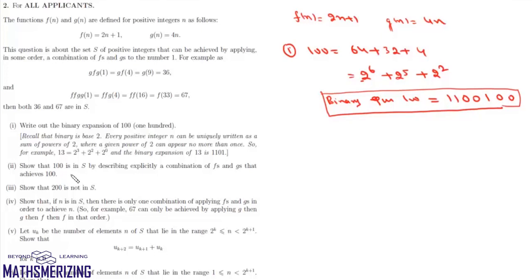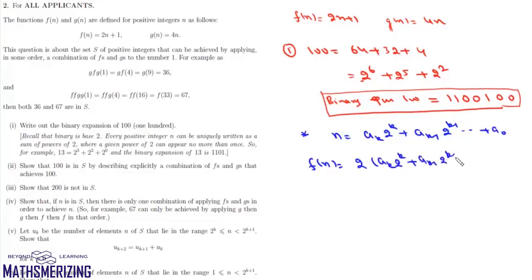Now part 2 is, show that 100 is in S by describing explicitly a combination of f's and g's that achieves 100. Now first, we look at these two functions in terms of their binary equivalent. Now suppose we have any number n, which is ak 2 to the power k plus ak minus 1, 2 to the power of k minus 1, and so on, plus a naught. Now if we write fn, it will be 2 times that number, plus 1.